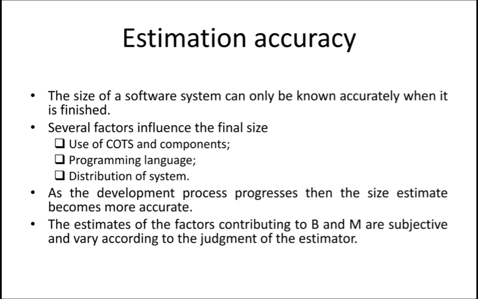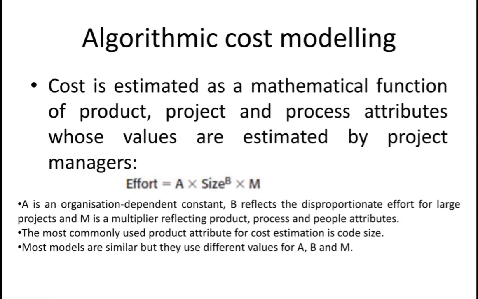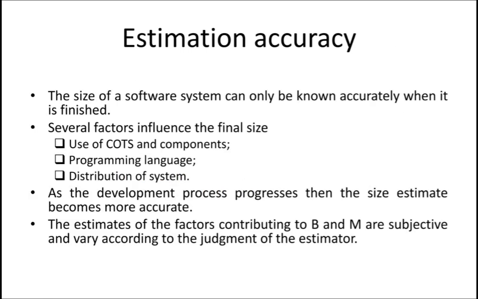The estimates of the factors contributing to B and M are subjective and vary according to the judgment of the estimator. B and M, as I told you, relate to the effort of large projects. M is about process and people attributes. These attributes are going to change with respect to the companies.